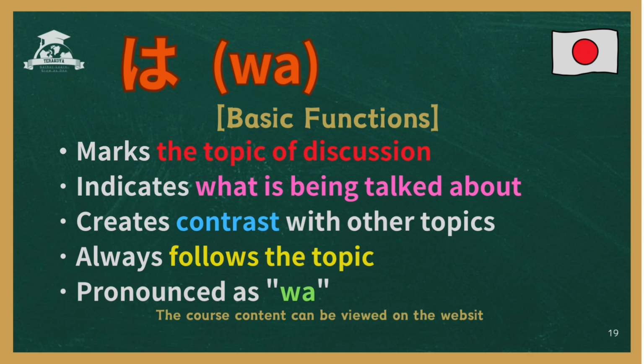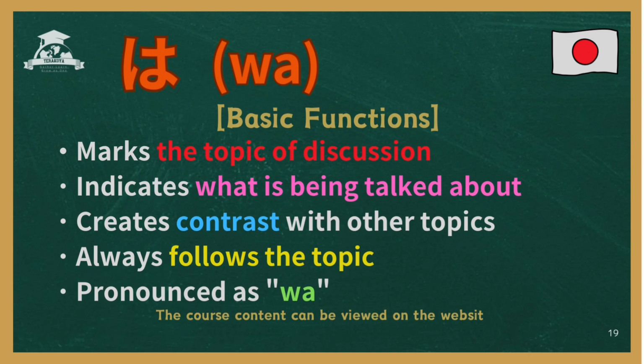The last particle of today's lesson is wa. The particle wa is a fundamental Japanese grammar element that marks the topic of the sentence. It's one of the most essential particles in Japanese. Let's move to key characteristics.